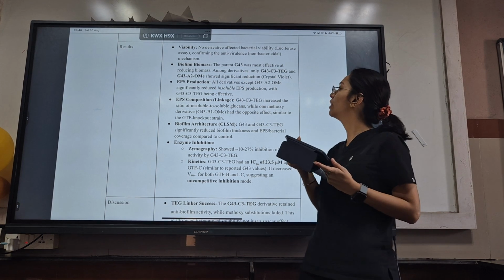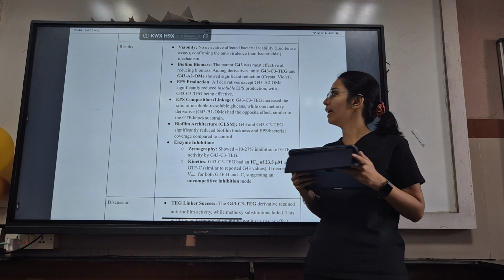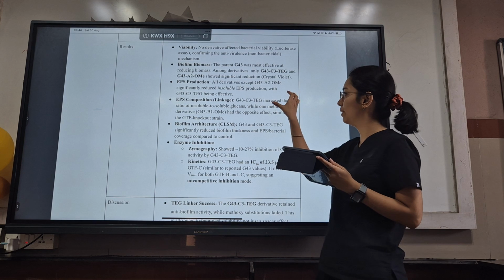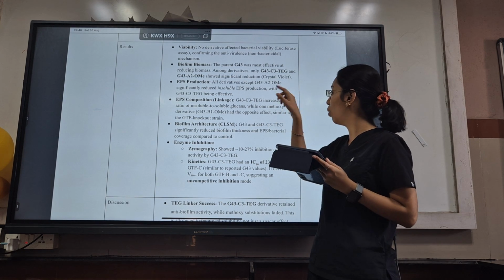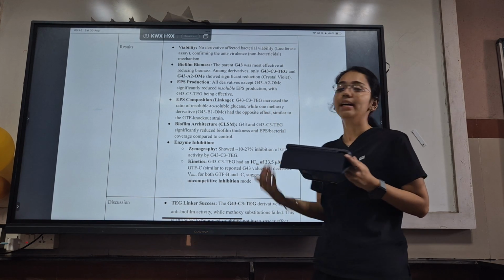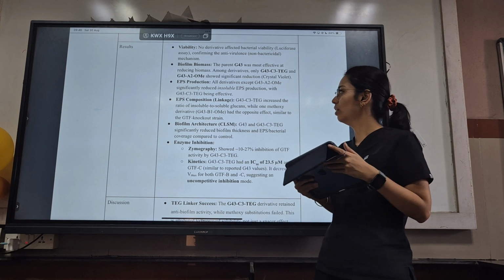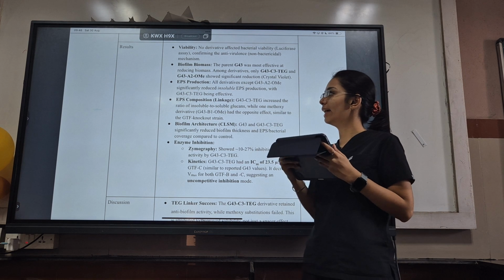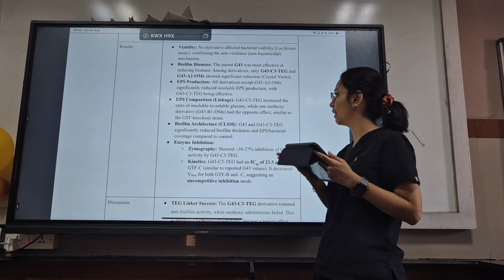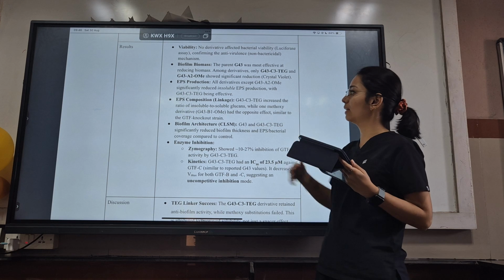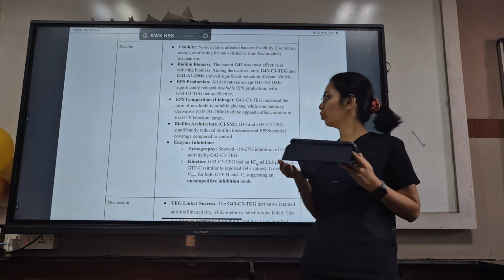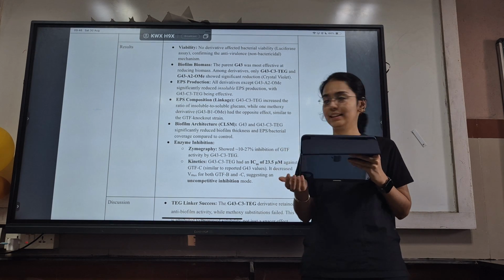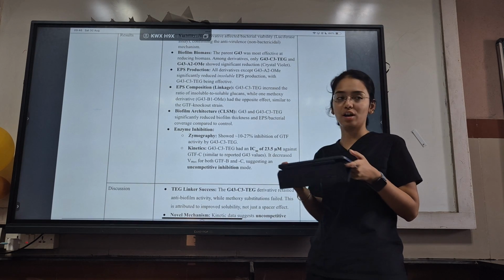So this was demonstrated using the crystal violet assay they made, and EPS production in all derivatives except the OME, it significantly reduced the insoluble EPS production. So with the TEG being effective, there is a linkage of this EPS composition by itself. This TEG increased the ratio of insoluble to soluble elutions, while only the methoxy derivative had the opposite effect, similar to the GTF knockout strain.